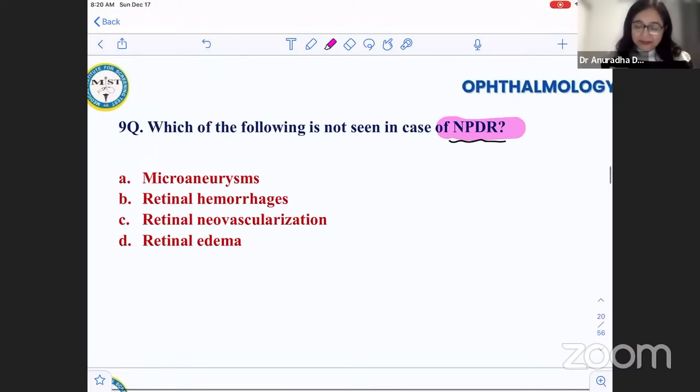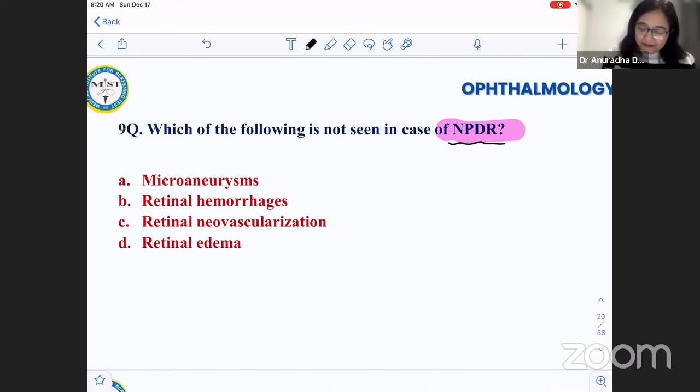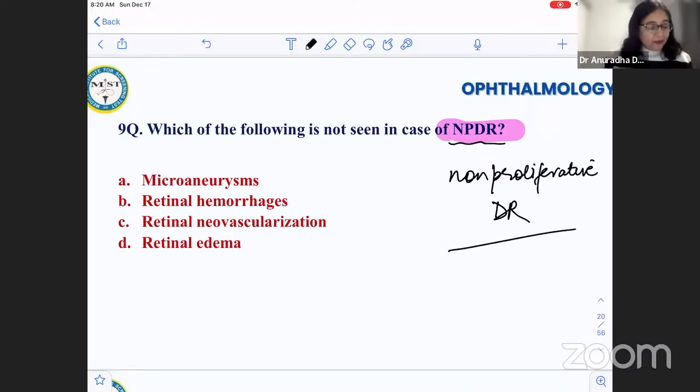So what is NPDR? NPDR is non-proliferative diabetic retinopathy. Okay? So what is not seen? Again, never jump on the choices without reading the statement clearly in the exam.